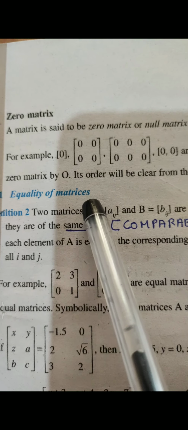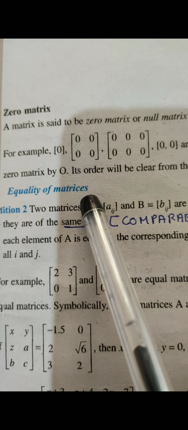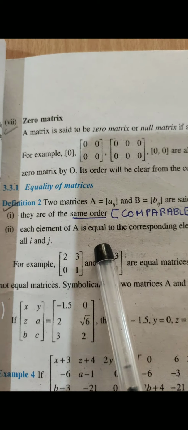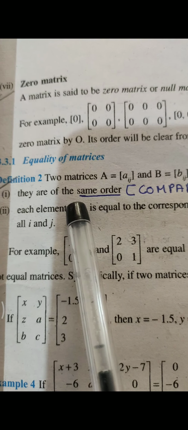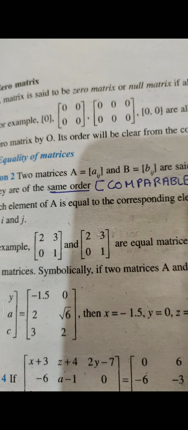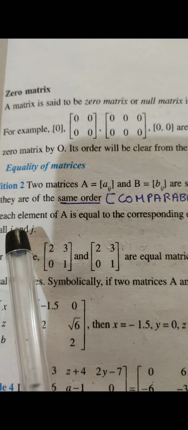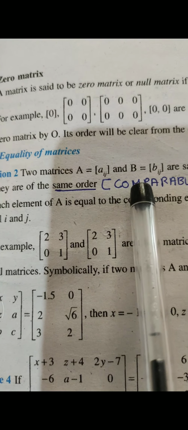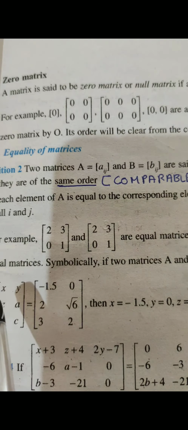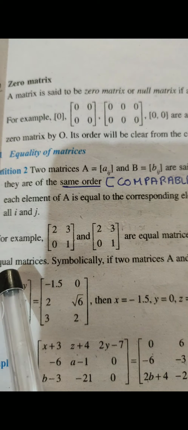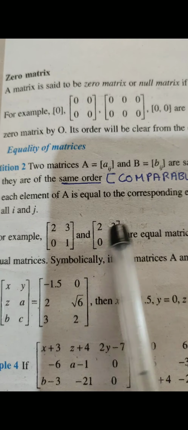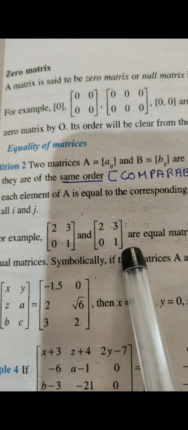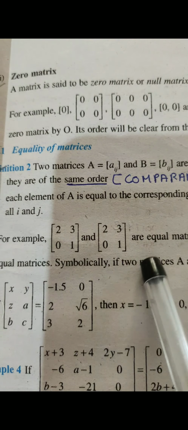Next, equality of matrices. How can you compare? You have seen what a matrix is, what the order of a matrix is, and what the different types of matrices are. Now, equality of matrices. Two matrices A equal to aij and B equal to bij are said to be equal if they are of the same order. First condition, the order has to be the same, and the corresponding elements are also the same or identical, then the two matrices are said to be equal matrices. One example here, all of you see 2 3, 2 3, we are getting the same elements in the first row, in the second row 0 1, 0 1, the order is the same, 2 by 2, 2 by 2.